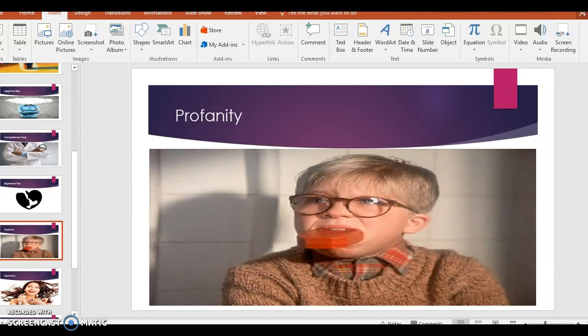Profanity. Profanity is rude or vulgar language. I chose this because I engage in profanity almost every day. I use swear words and vulgarity all the time. I don't use it out of anger, mostly out of humor, but it's still something I use every day. I use the picture from A Christmas Carol when young little Charlie is being punished for using a swear word by having his mother put soap in his mouth.